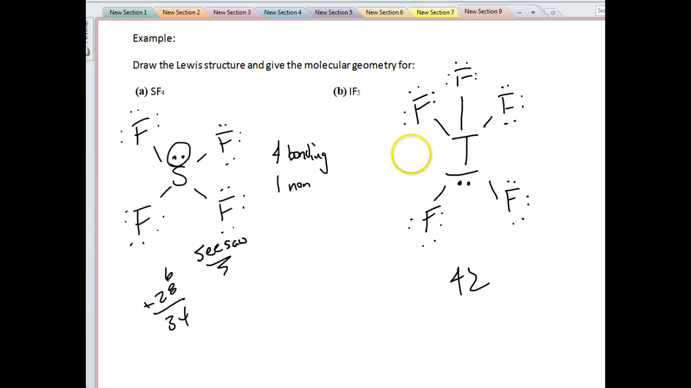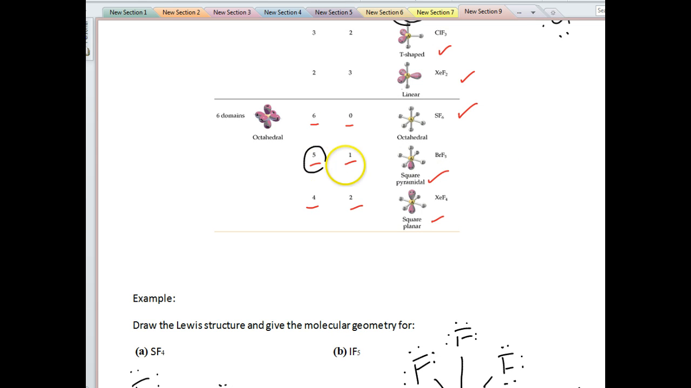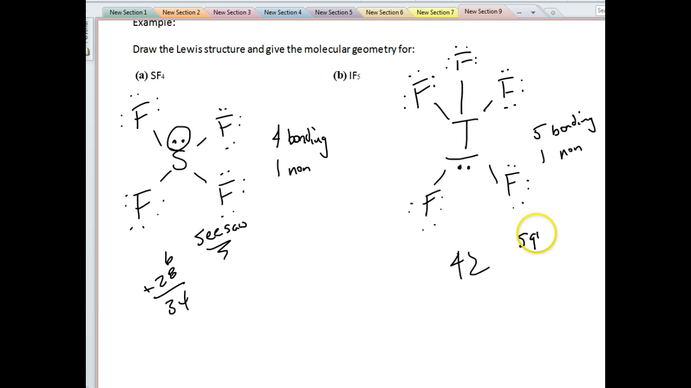Now, central atom, we're looking for bonding versus non-bonding domains. Once again, we have 5 bonding, and we're going to have 1 pair of non-bonding. And so this is going to be a 5 and 1. So we're going to scroll up here and look for a 5 and 1. There we go. There's a 5 and 1 right there. We're going to call this square pyramidal. That's the molecular geometry for that. We'll talk more about the bond angles that occur here and more about what this shape really looks like in a three-dimensional form tomorrow. Your homework tonight was just to take notes, no practice problems.